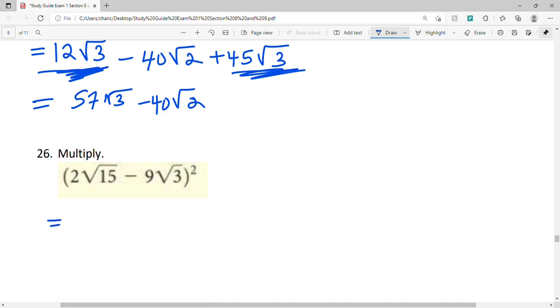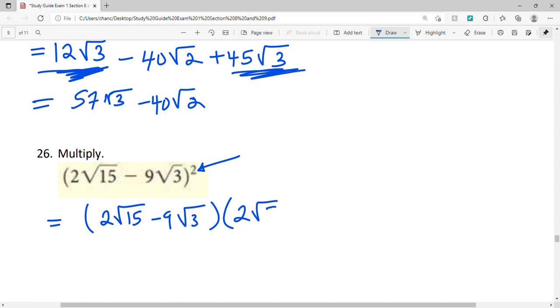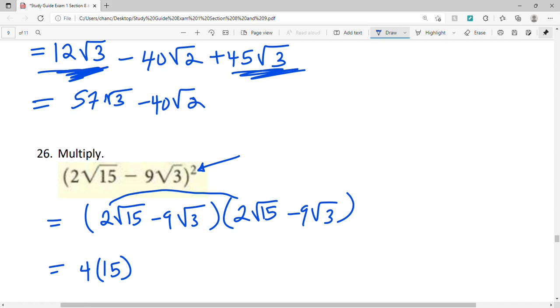For number 26, we're going to multiply this expression by itself because we're going to square it. So that means we just need to remember how to FOIL. And so we can multiply 2 times 2, that's 4. Root 15 times root 15 is just 15. We'll multiply 2 times negative 9, which is negative 18. And root 15 times root 3, that's root 45.